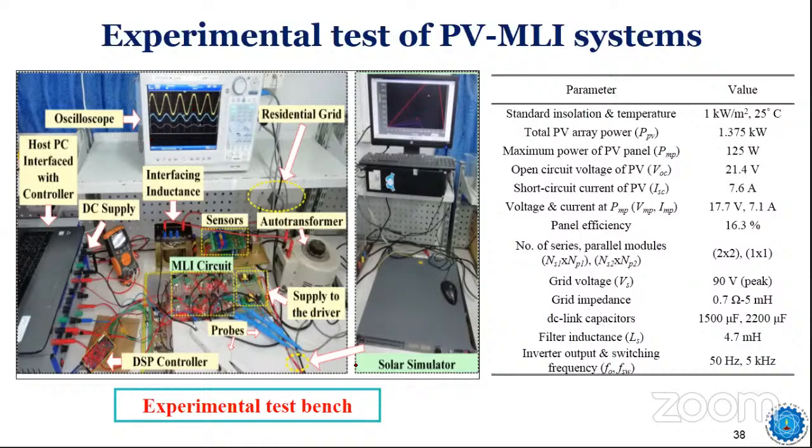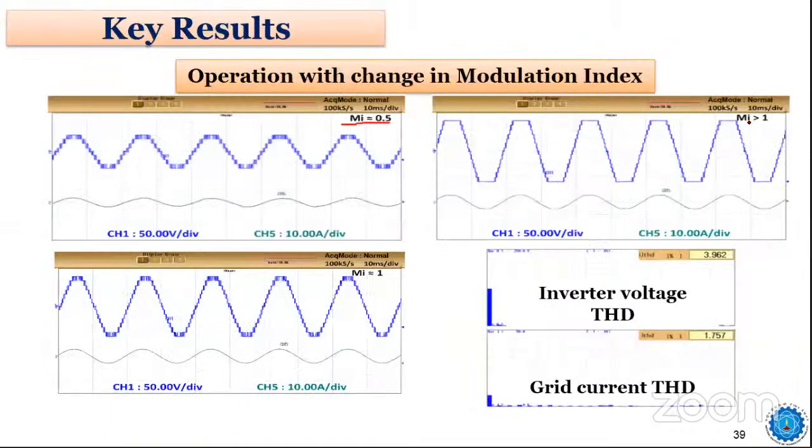So this is the system we initially developed. We have tested under different modulation indices. You can see how the output of the multi-level inverter changes with modulation index. At reduced modulation index, the required 15 level output is not produced. That is important. But where the modulation index is nearly unity, our required 15 level output is produced. And also the grid current is maintained.